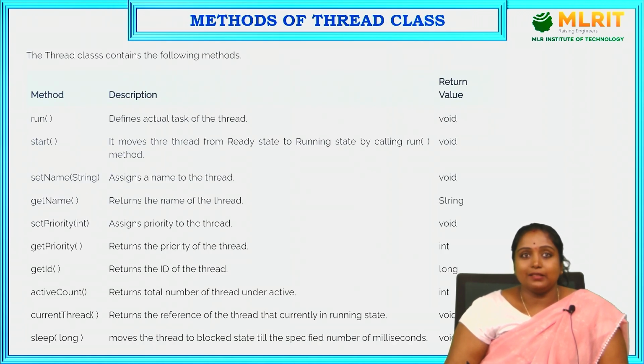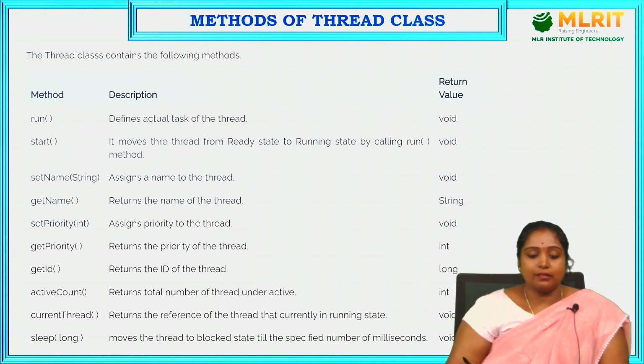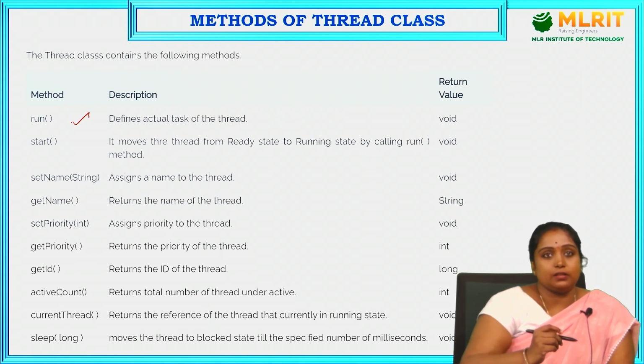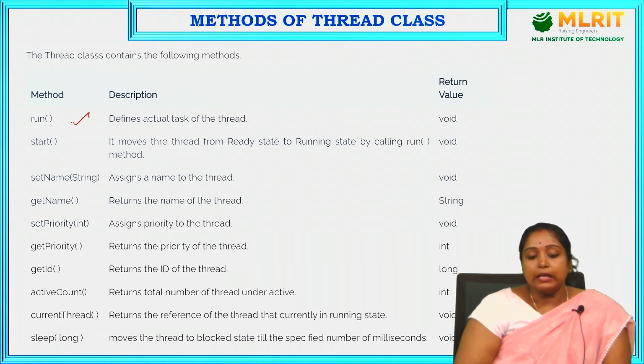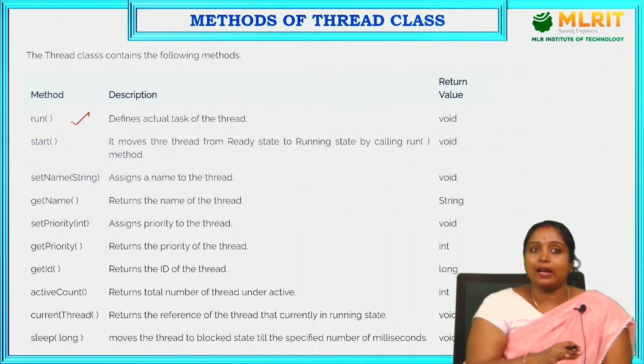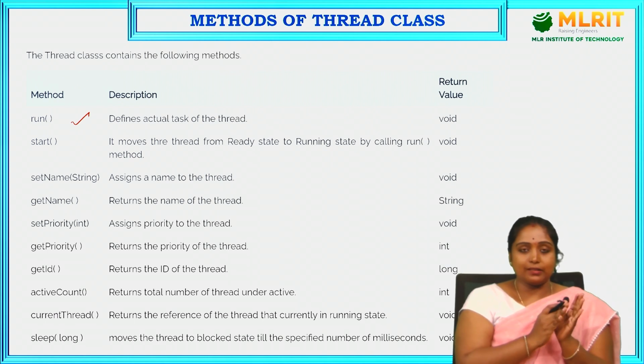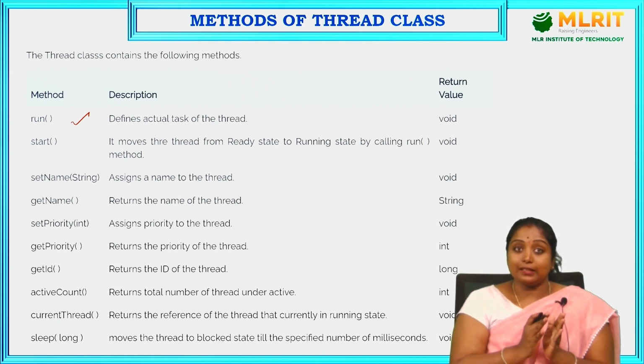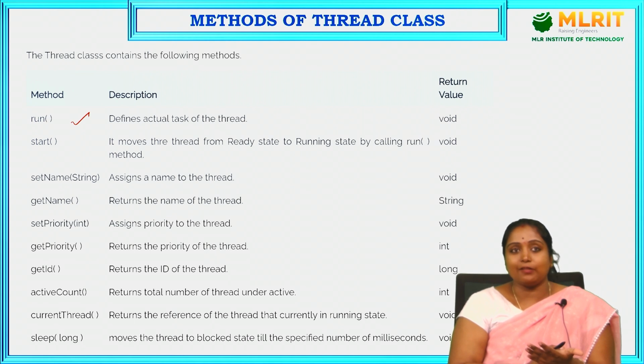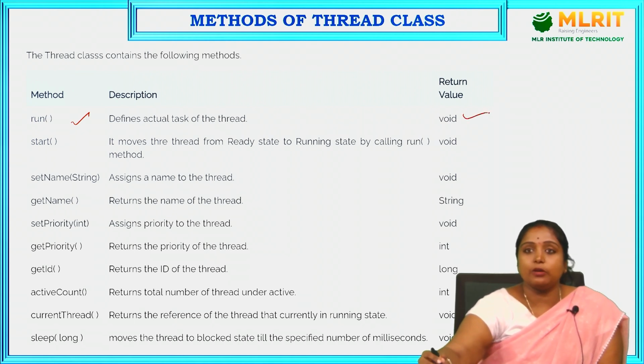Coming to the methods, what are the methods in the Thread class? First is the run method. Whatever task the thread has to perform is defined in the run method, and the return type is void.